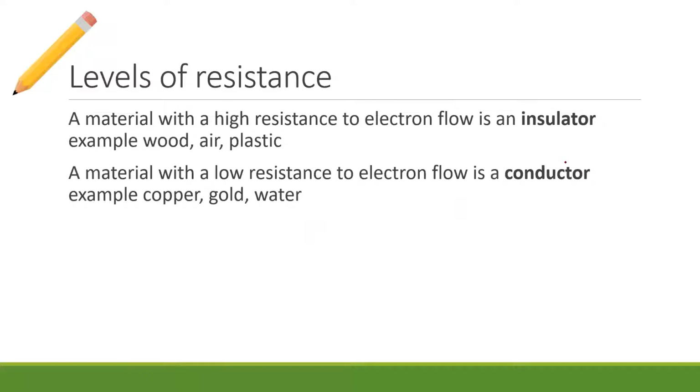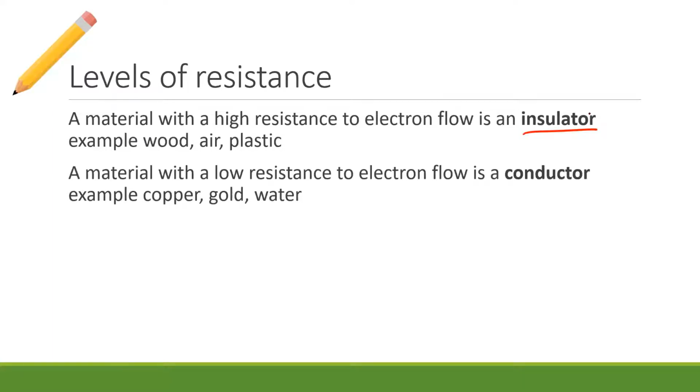There are two ways we can refer to levels of resistance. Materials with high resistance to electron flow are called insulators. An example of an insulator is something like wood, air, plastic. Skin is a pretty good insulator. Paper is a pretty good insulator. Rubber is a good insulator. All these are good insulators. They stop electron flow. They make it hard for electricity to move through them. And they're called insulators.